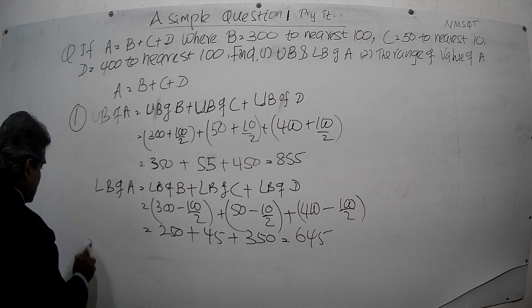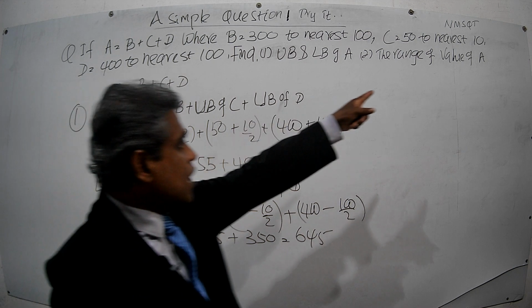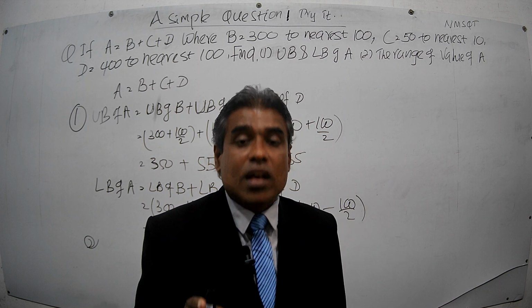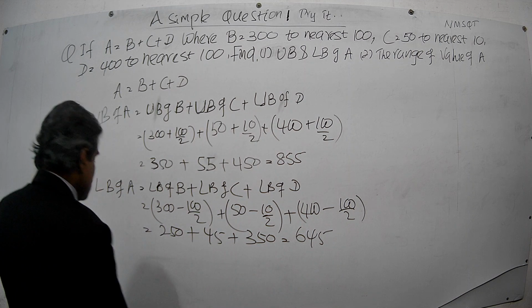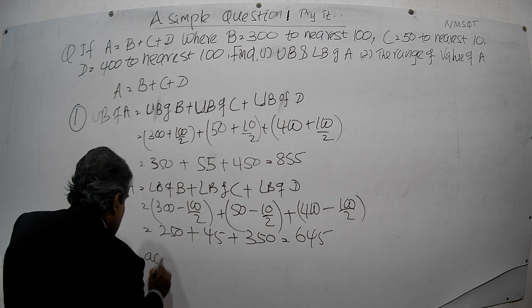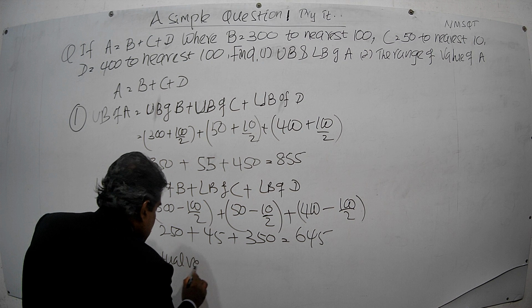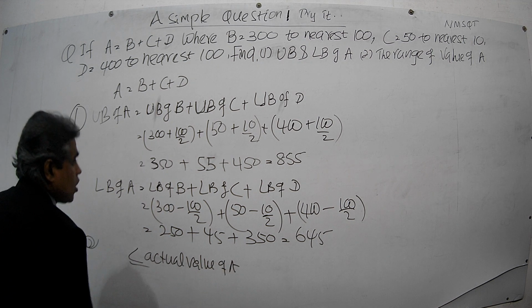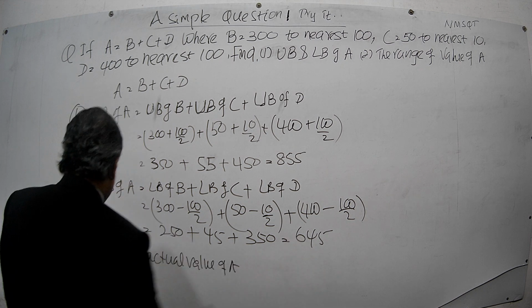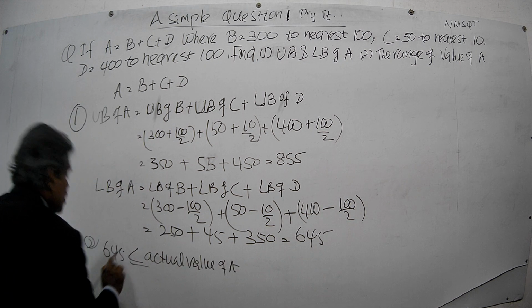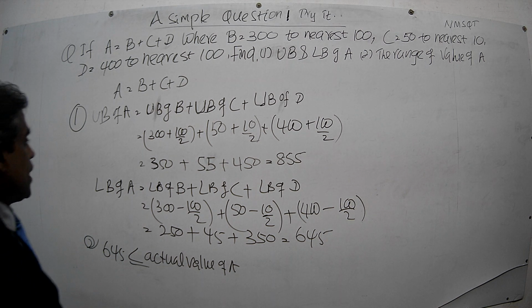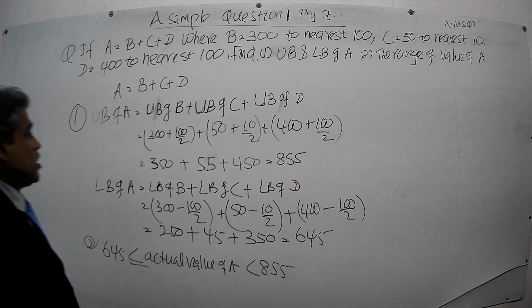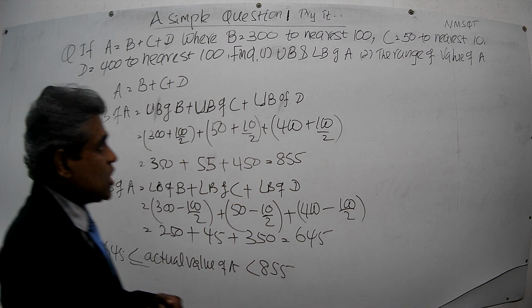Now the second part. Second part is what? The range of the value of A. Then we always write the range of value as greater than or equal to the lower bound, less than the upper bound. Right? Greater than or equal to the lower bound, you write actual value of A. Then this will be greater than or equal to what is the lower bound of A? 645. What is the upper bound of A? That is 855. This is the answer for the second part. Now all the two parts have been answered. The whole question has been answered.